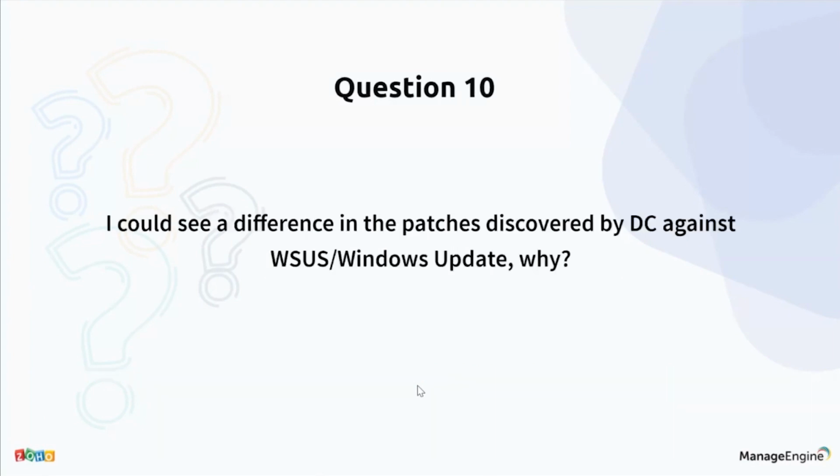Moving on to our next question. I could see a difference in the patches discovered by Desktop Central against WSUS or Windows updates. Why is that? Like we told you before, only Microsoft updates are visible in WSUS. Desktop Central, on the other hand, supports Microsoft and third-party updates. This could be the reason for the difference in the patches discovered by Desktop Central and WSUS.